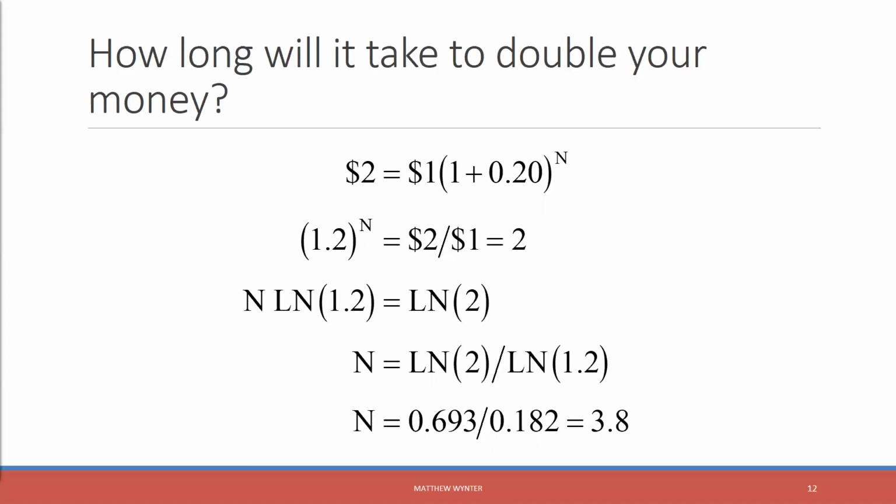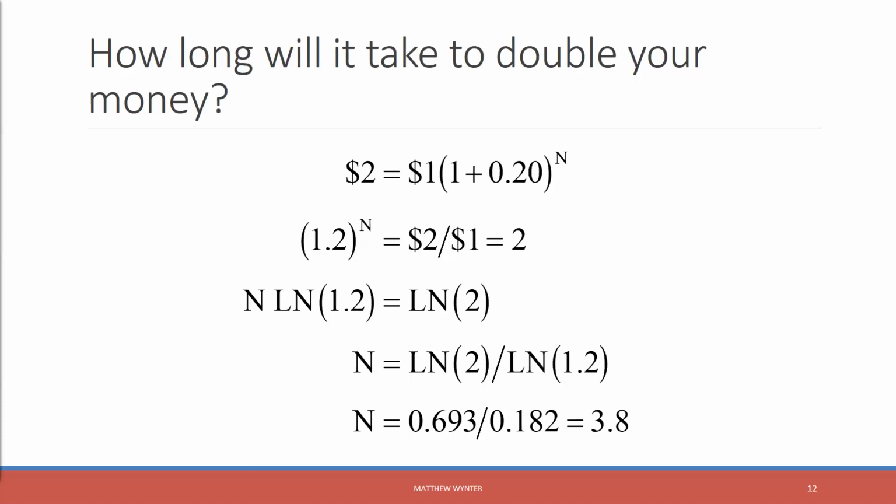That's very straightforward. Now, in order to get my n from the exponent, I need to use my natural logs. So if I take the natural log of both sides, I've now got n multiplied by the natural log of 1.2 equals the natural log of 2. I can solve down for n. The natural log of 2 and the natural log of 1.2 are just numbers, and that's what we see on the very last line. n equals 3.8.